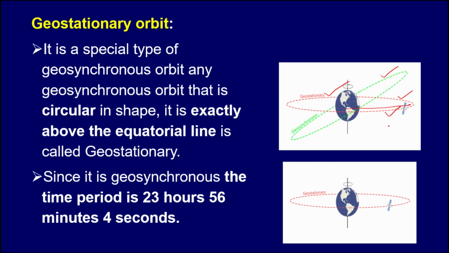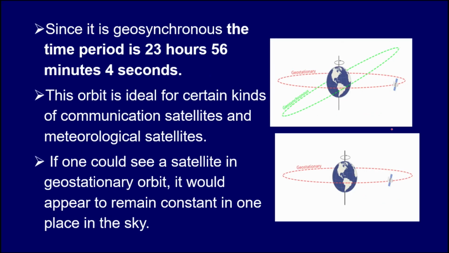In order to be a geostationary orbit, it should satisfy three conditions. One, it should have a time period equal to the Earth's time period. Then it should be above the equatorial line, and the orbit should be circular in shape. These are the three conditions that we must remember it should satisfy to be a geostationary orbit. Since it is geosynchronous, the time period is 23 hours, 56 minutes and 4 seconds.